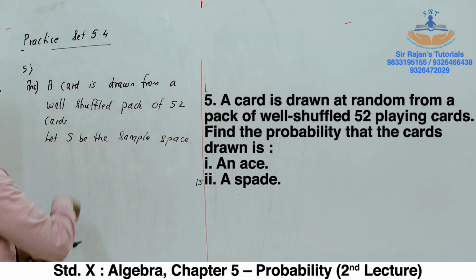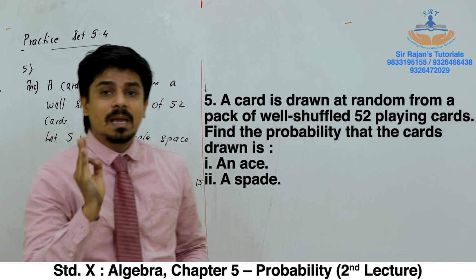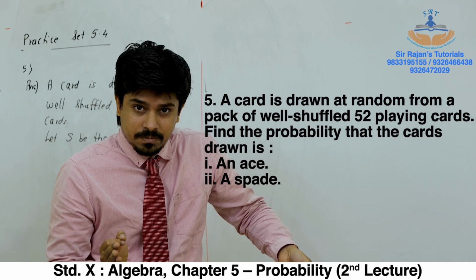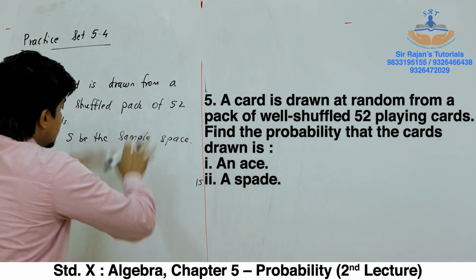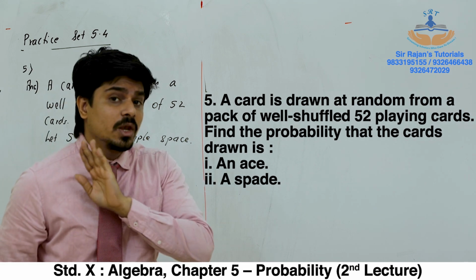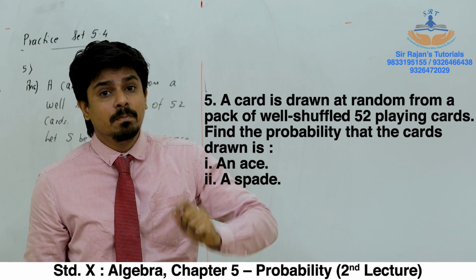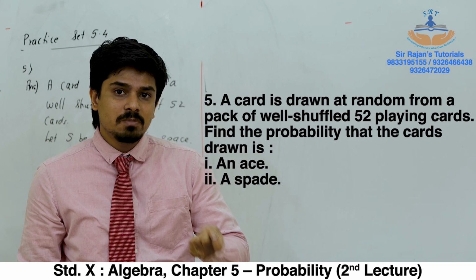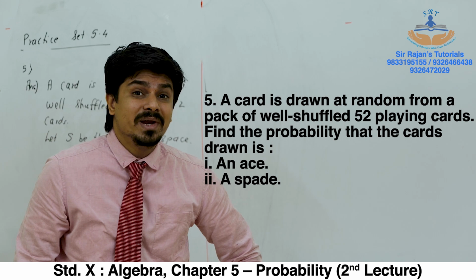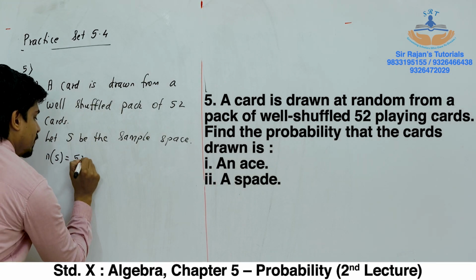जब भी question pack of cards के ऊपर रहेगा, you cannot write your sample space in set notation. Set notation पूरे sum में आएगा ही नहीं. What I mean by set notation is you cannot write anything in curly brackets. You can only write the number of elements in sample space and number of elements in the events. Okay, so directly I write over here n of s is 52.